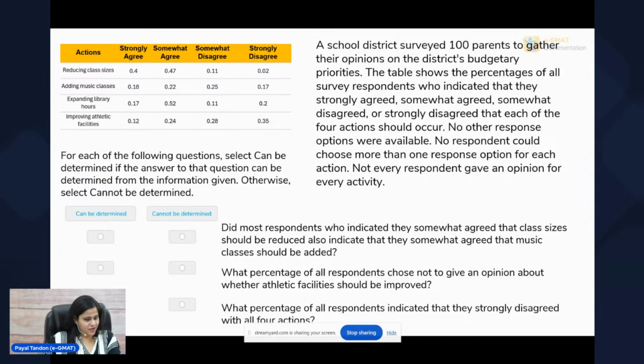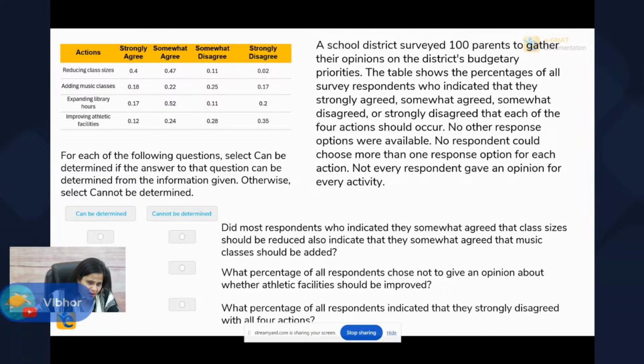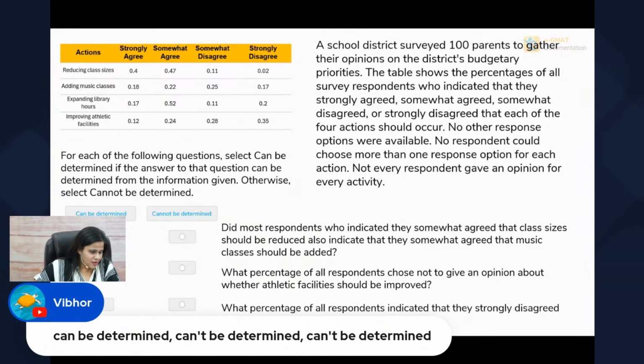Statement two is straightforward. Obviously, you will not get statement two correct if you don't understand the data set. That goes without saying. Let's see, Vibhor is saying can be determined, can't be determined, can't be determined. Okay, so again, Vibhor is saying the same thing as a third. No, no, no. Vibhor is differing on statement number two. Okay, all right. Okay, good.